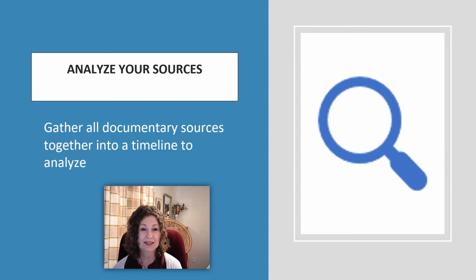Analyzing your sources is really easily done in a timeline. I like to make sure that I've got everything chronologically so I can see if there's missing census records or missing birth or death information. It also helps you to put a person's life into the context of the history and the things around them.